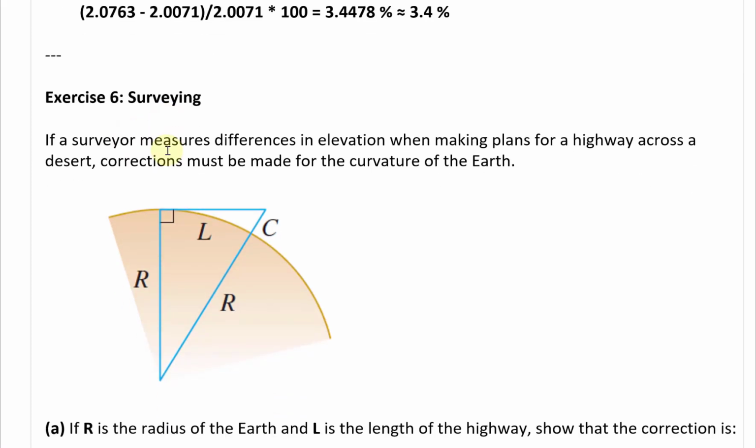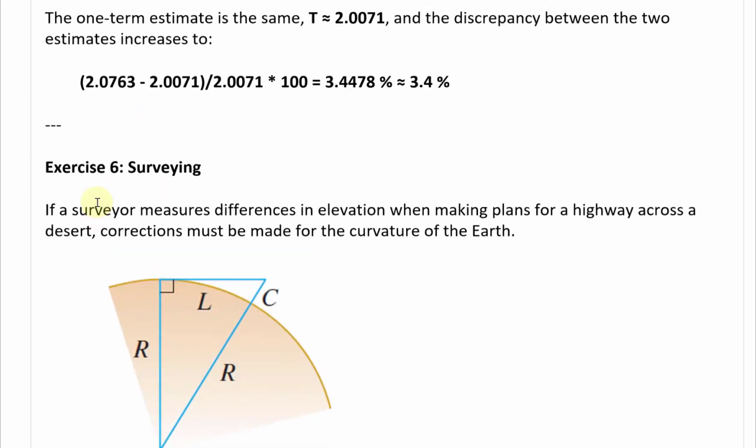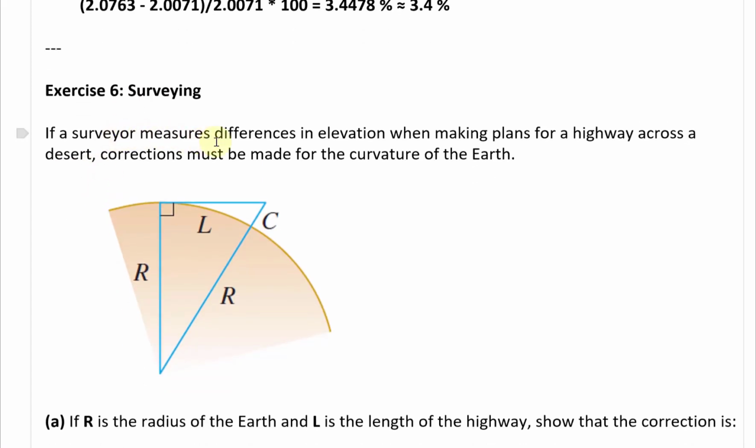Exercise 6, and this is on surveying. Alright, so now let's continue further. So this question asks, if a surveyor measures differences in elevation when making plans for a highway across a desert, corrections must be made for the curvature of the Earth.